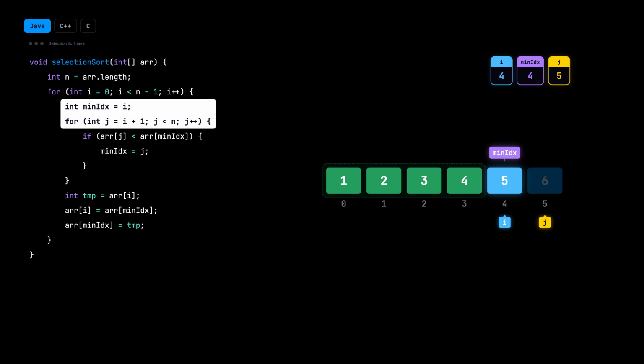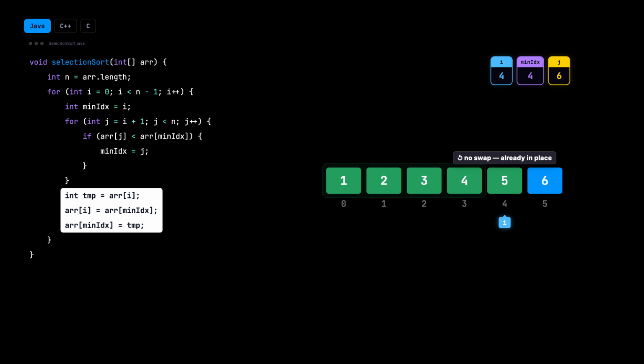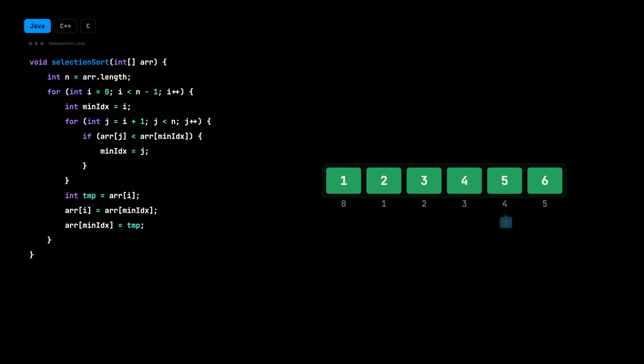Last pass. i is at index 4. We assume 5 is the smallest. j starts at index 5. j at index 5. 6 smaller than 5? No. No update. min_idx equals i, so no swap. 5 is in place and the very last element, 6, is automatically correct. Every element has settled into place.